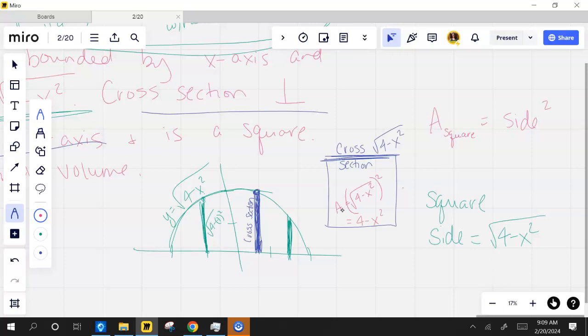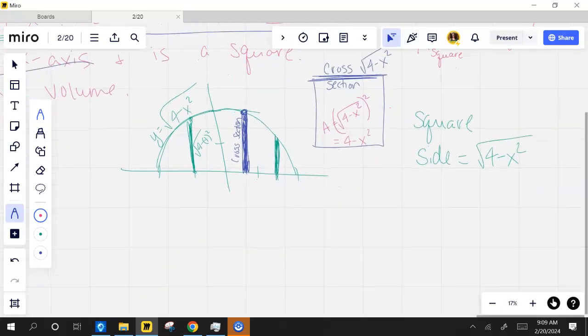All right. Now I'm ready to integrate. Now I'm ready to find the volume. So the volume is going to be the integral. What do I need to go from? From negative 2 to 2. That's exactly right. Negative 2 to 2. And then the area of my particular shape.